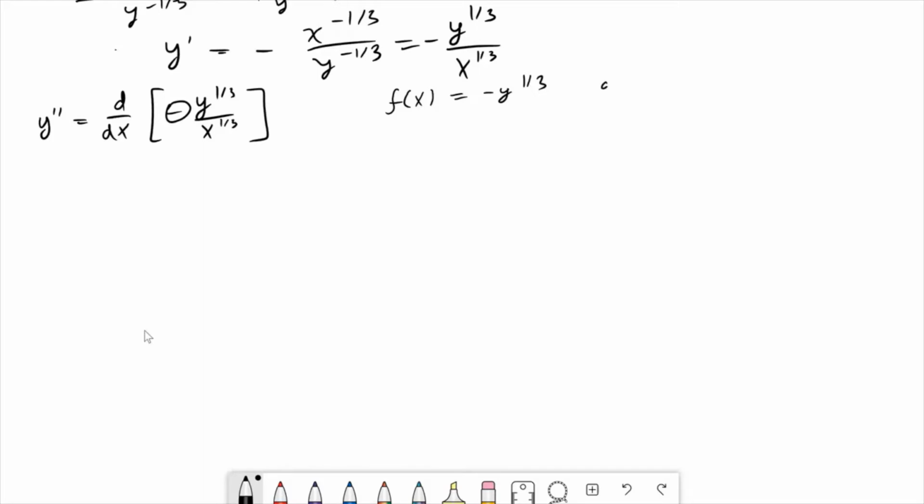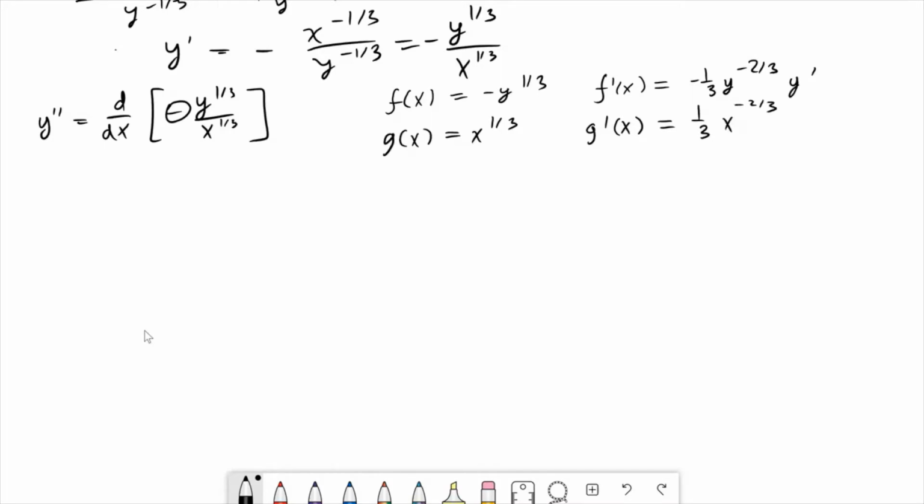Let's see. g of x, or not g of x, f prime of x is -1/3 y to the -2/3, right? Subtract 1, and then you tack on that y prime. You can't forget that one. g of x is going to be the denominator. I was about to say denumerator. And g prime is 1/3 x to the minus 2/3. And now we just fill it into the quotient rule, which basically says this.